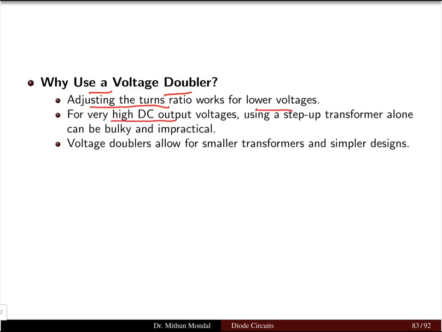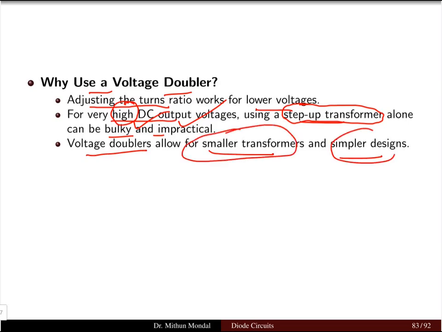For very high DC output voltage, the step-up transformer alone can be bulky and impractical. We need to use a step-up transformer, not a step-down transformer, because we need high voltage. That becomes bulky and impractical, and hence we go with a voltage doubler, which allows for a smaller transformer and a simpler design. So the transformer will be small, the design will be simple, and we still get high DC voltage.